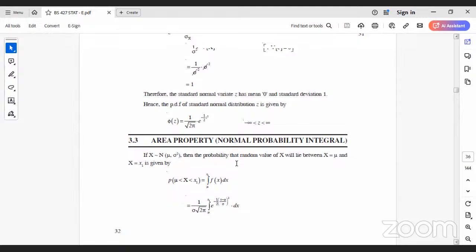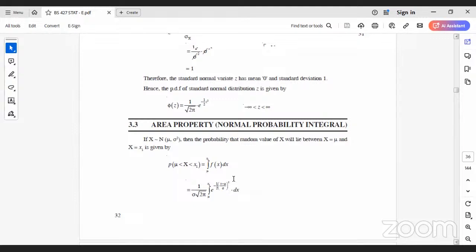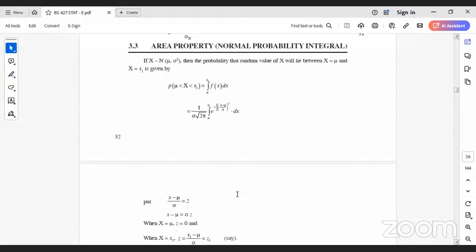Area property. For the normal probability integral, x follows normal with mean mu and variance sigma square. Then the probability that the random variable x lies between x equal to mu and x equal to x1 is given by the integration from mu to x1 of f of x dx, that is 1 by sigma root 2 pi integration from mu to x1 of e power minus 1 by 2 x minus mu whole square by sigma square dx.